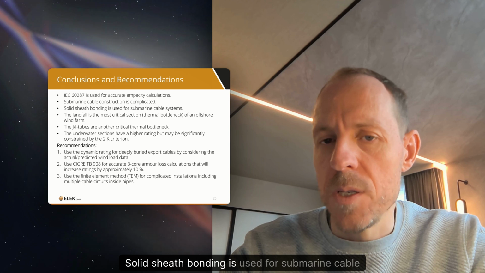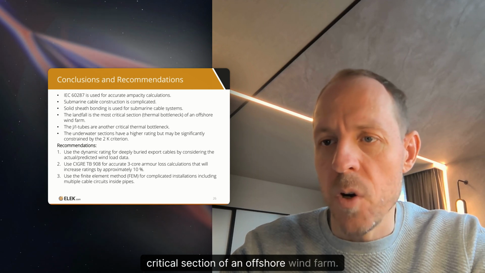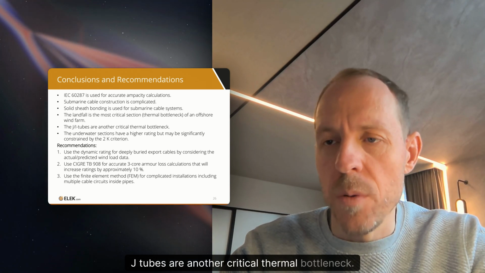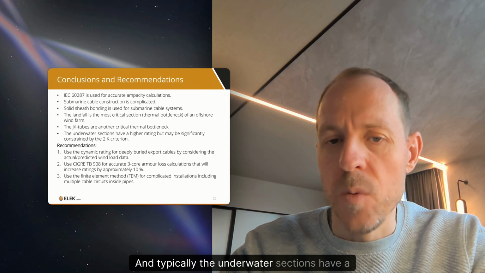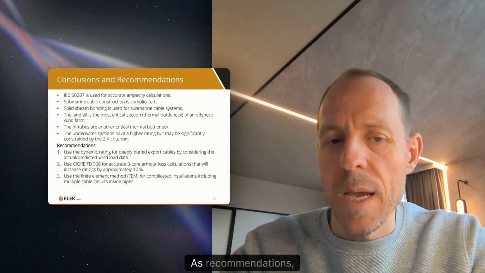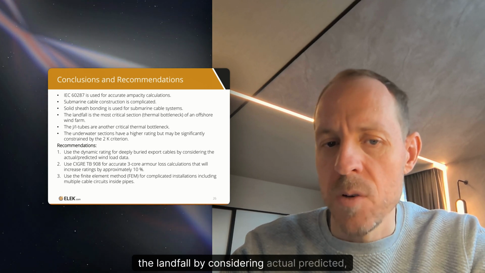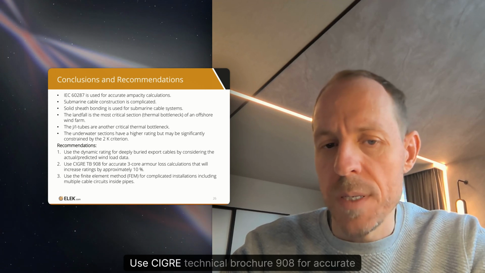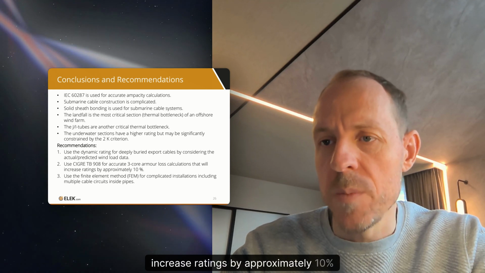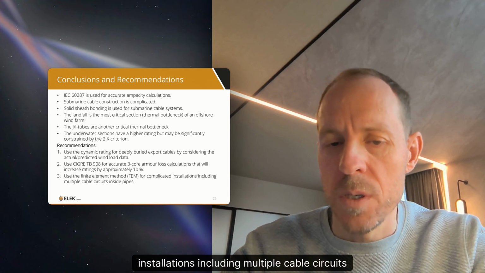Solid sheath bonding is used for submarine cable systems. We saw that at the Landfall, being the most critical section of an offshore wind farm. We could also adopt single point bonding. J-tubes are another critical thermal bottleneck, and typically the underwater sections have a higher rating but may become significantly constrained by the 2K criterion. As recommendations, we recommend to use dynamic rating for deeply buried export cables at the Landfall by considering actual predicted wind load data. Use CIGRE Technical Brochure 908 for accurate 3-core armor loss calculations that will increase ratings by approximately 10%, and use the finite element method for complicated installations, including multiple cable circuits inside pipes.